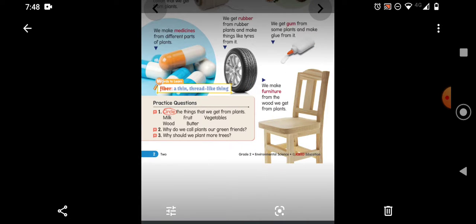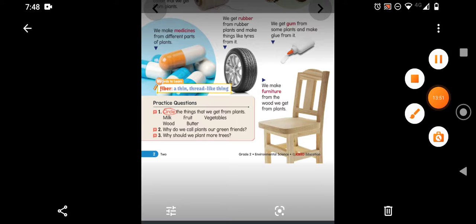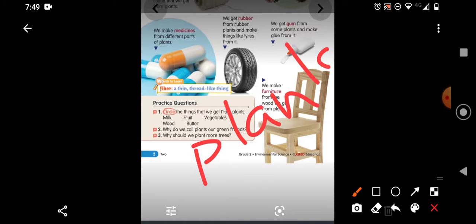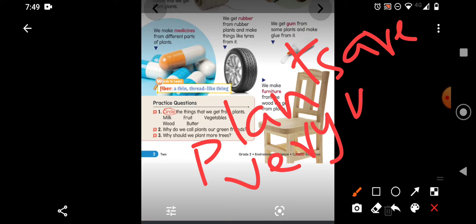Now last question, you see, children, why should we plant more trees? Why should we plant more trees, children? Tell me. Plants are very useful to us. Yes. So plants are very useful to us. Useful. They give us, you can add up, children, they give us food, they give us medicines, they give us wood, they give us paper, they give us gum. Some of them you include down. You will do that. That is why plants give us.